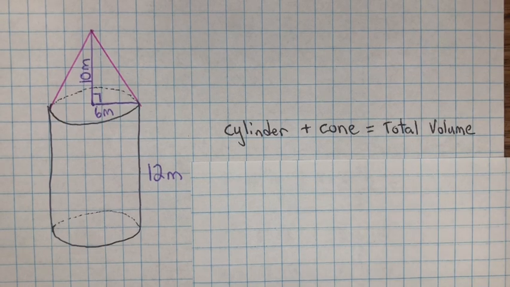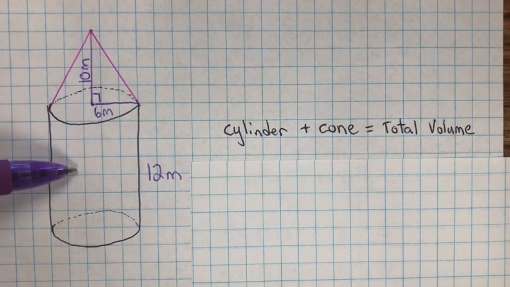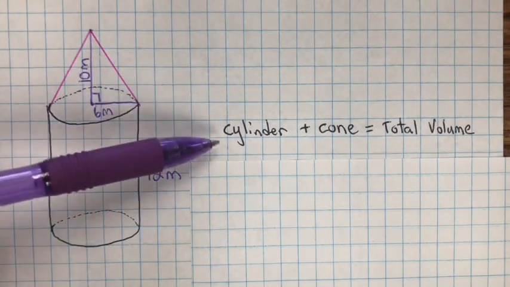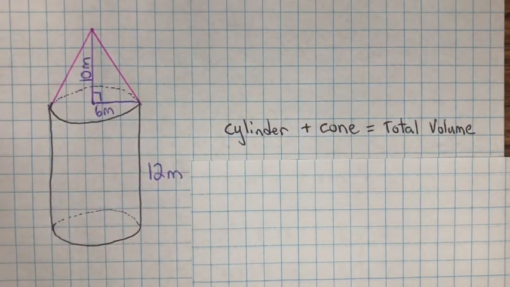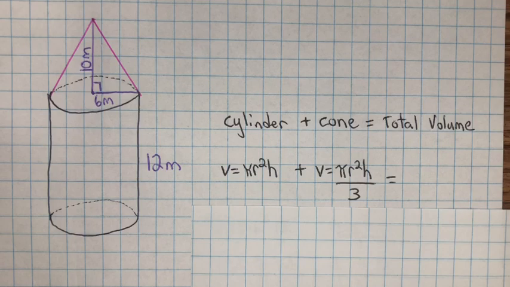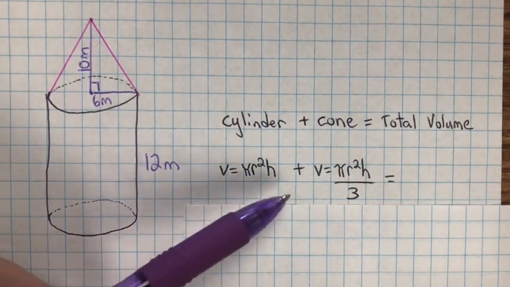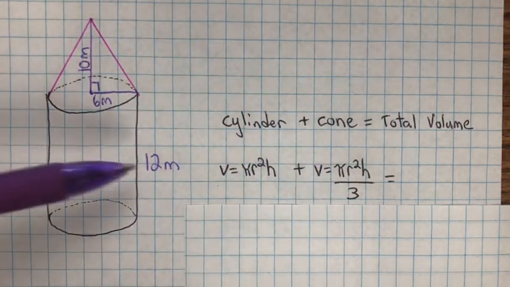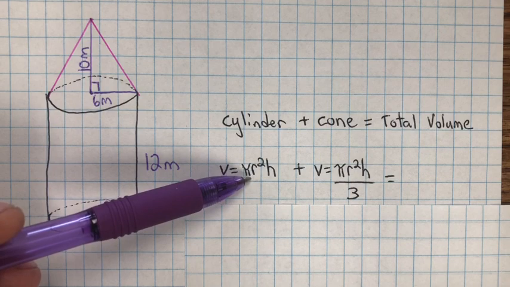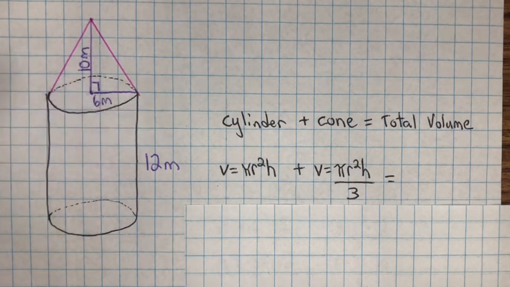For number 10, we need to find the volume of this figure. This is a composite. We have a cone and a cylinder. So the cylinder plus the cone will equal the total volume. So we have the formula for the cylinder plus the formula for the volume of a cone. The height and the radius for the cylinder: the height is 10, the radius is 6.